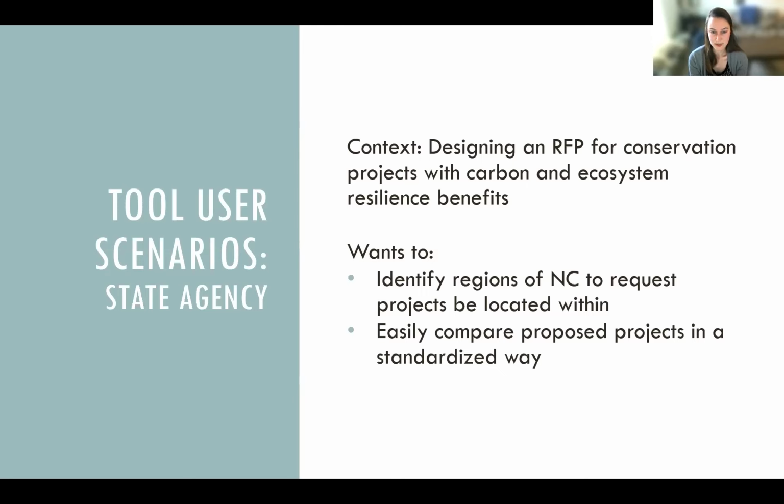So our first example, our user is a state agency that has some funding to distribute. So it's designing an RFP for conservation projects, specifically looking for projects that will have carbon and ecosystem resilience benefits. And this is a new program they're designing, so they're interested in identifying parts of the state that they might want to request projects be located in that are most likely to support those benefits.